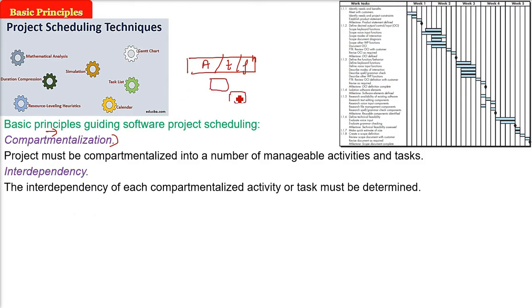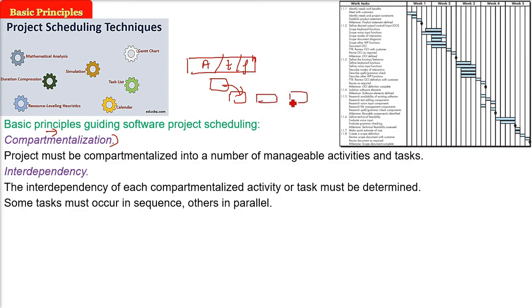Interdependency. There will be different tasks, and they will have some interdependency. That is, some tasks may be in sequence, others may be in parallel, some may be concurrent, and some may want the work product to be delivered to another work product.